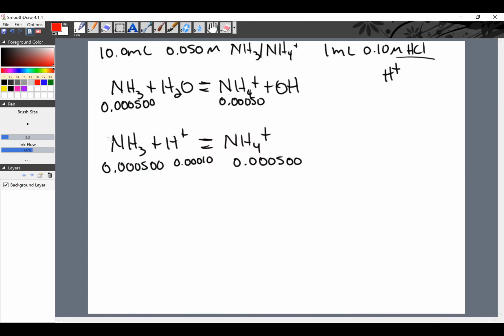The difference is this is a titration because an acid and a base are being combined on the reactant side. Do I have enough base to sop up all that acid? Yes, I do.